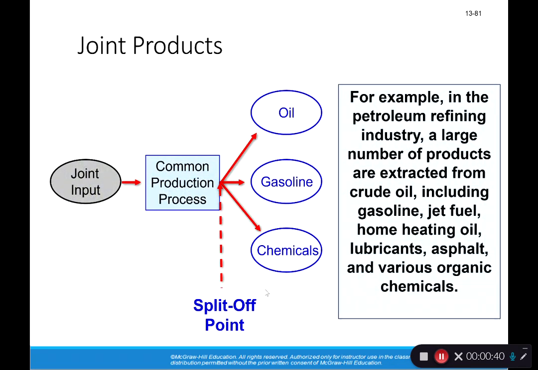So as an example, if we're going to make oil, as part of the process, we take our crude oil and then we do a common production process, and then as that process is over, we're making gas. So after that process is over to convert crude oil to gas, we end up with gas, oil, and chemicals. So then the question becomes, do we sell the gas, oil, and chemicals as is, or do we process them further?